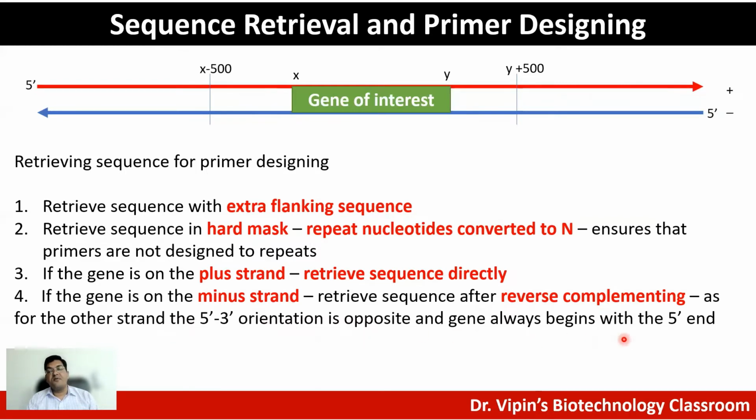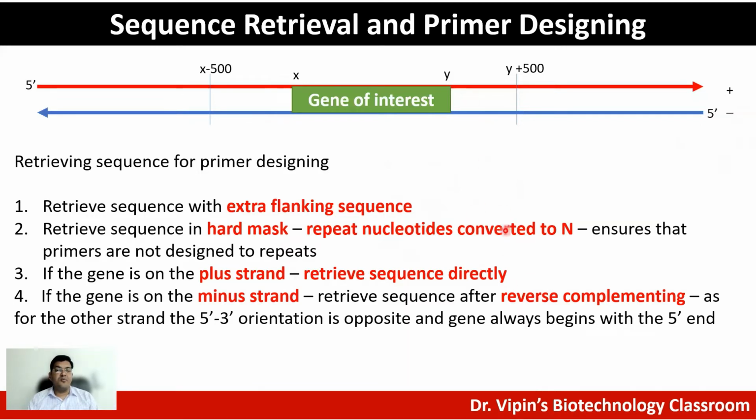Gene always begins in the 5' end. So this is important: if your gene of interest is in the minus strand, you need to do a reverse complementation of the sequence to get the final gene sequence, right? Once you have the gene sequence, we'll use Primer 3 software to design the primers, right? So this is the basics of primer designing.